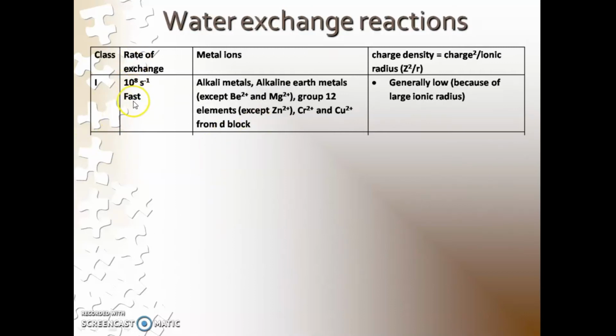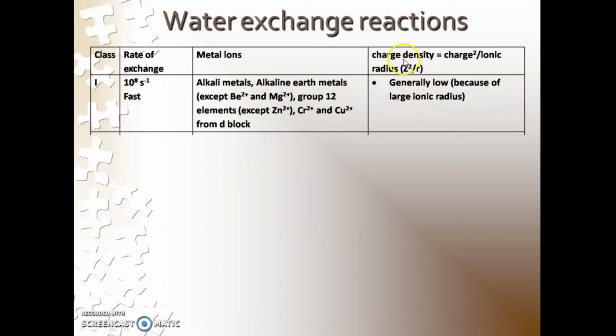Now, based on the rate of the exchange, we come across four different classes of metal ion. The first one is given here. The rate of exchange is extremely fast. The rate of water exchange reaction is very fast. It is 10 power 8 seconds inverse. The metal ions that fall under this category are alkali metals, alkaline earth metals except beryllium 2 plus and magnesium 2 plus, group 12 elements except zinc 2 plus, chromium 2 plus, and copper 2 plus from D block.